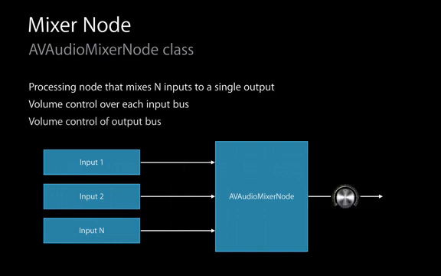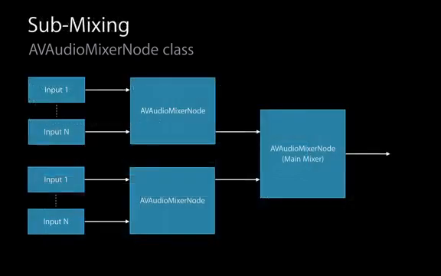You now have control over the output volume as well using a mixer. So you're controlling the volume of the mix that you've created. If your application has several categories of sounds, you can make use of a concept called submixing to create submixes.